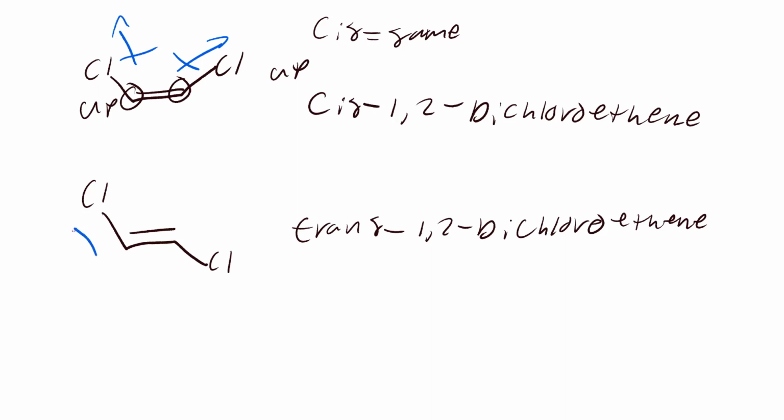This one is actually non-polar because these dipole moments cancel out. They're completely across from each other and in different directions, so these cancel out. And so that would be non-polar. It probably has lower boiling and melting points compared to this one. So there you go. Cis usually has polar properties and trans is usually non-polar, I should say.